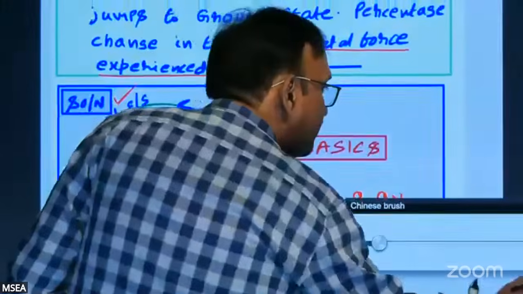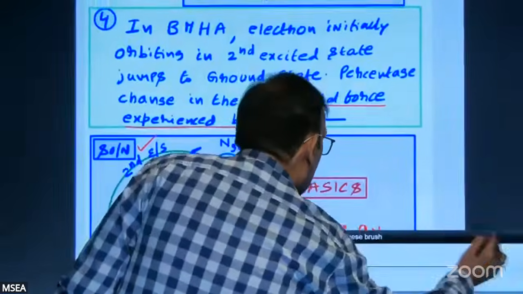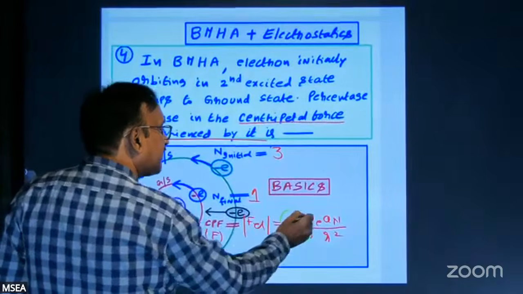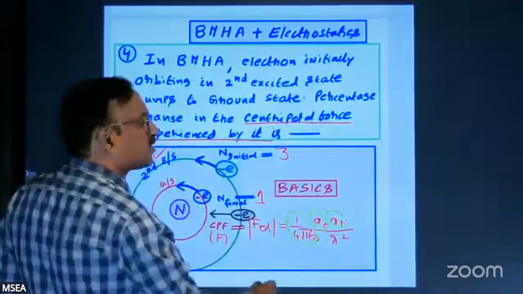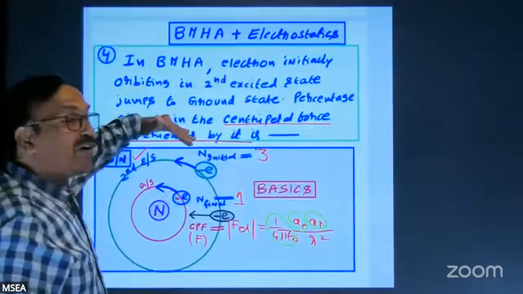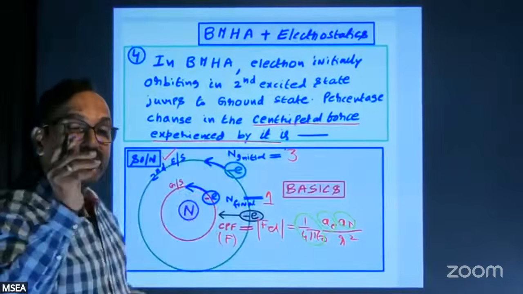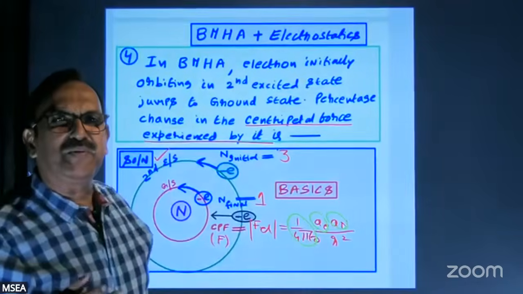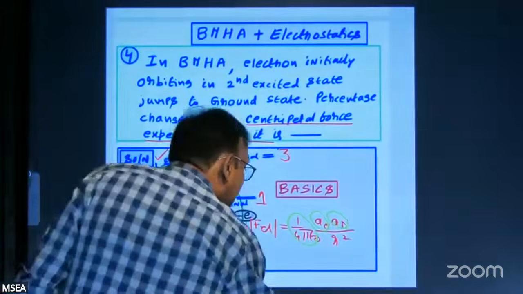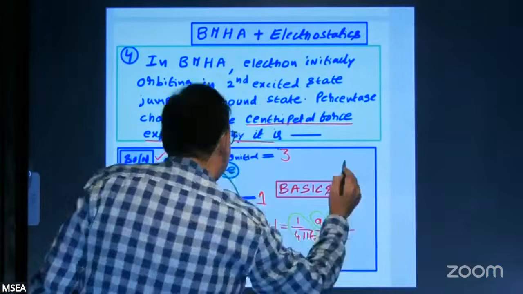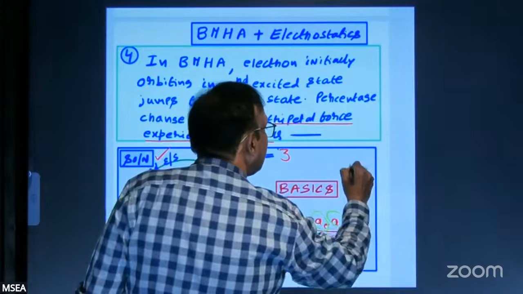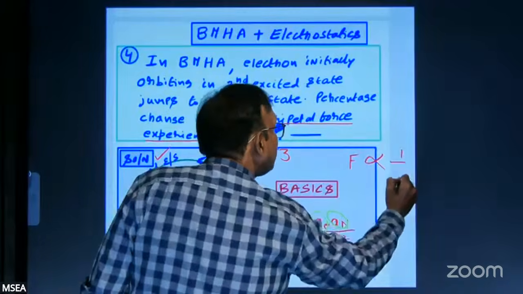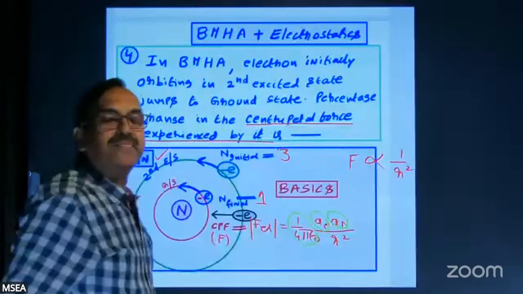Now, in this equation, what are the constant terms? 1 by 4 pi epsilon naught is a constant. The charge of the electron and the charge of the nucleus are constants. The electron may be jumping from a higher orbit to a lower orbit, so definitely its radius will change, but the charges of electron and nucleus remain the same. Here comes the next basic point: the centripetal force is inversely proportional to r square.